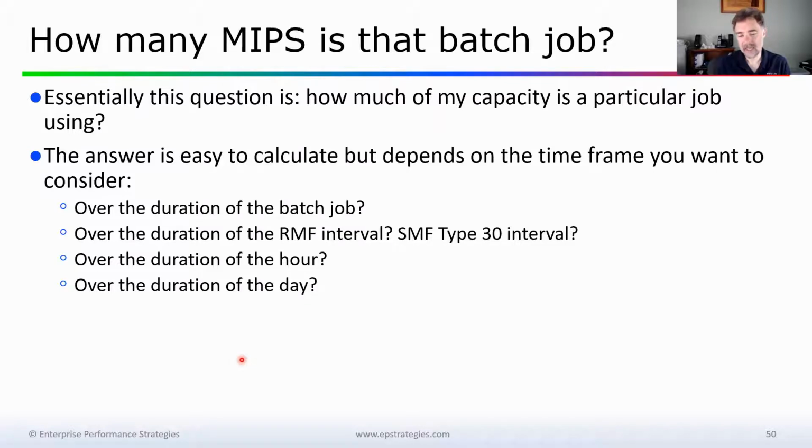Is a question that we get asked sometimes, and the answer is easy to calculate, but it depends on the time frame you want to consider, right? So do you want to consider how much capacity was consumed over the duration of the batch job, over the duration of the RMF interval or the SMF type 30 interval, over the duration of the hour or the duration of the day? I've seen people do all of these, okay? I don't necessarily agree with all of them, but I've seen people do all of these or want to do all of these, right?